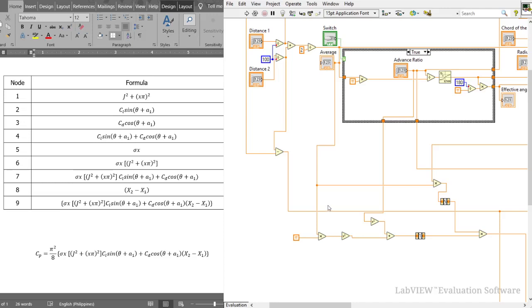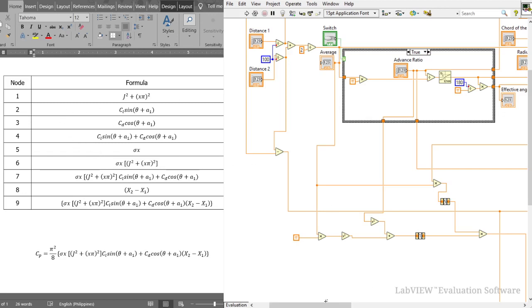Hi guys, I expect you've understood the first equation, which is getting the coefficient of thrust using the LabVIEW software. Now for the second part, I will discuss how to get the coefficient of power using the same software. The guide of formula will be displayed here, and nodes will represent the stored values for the following equations.